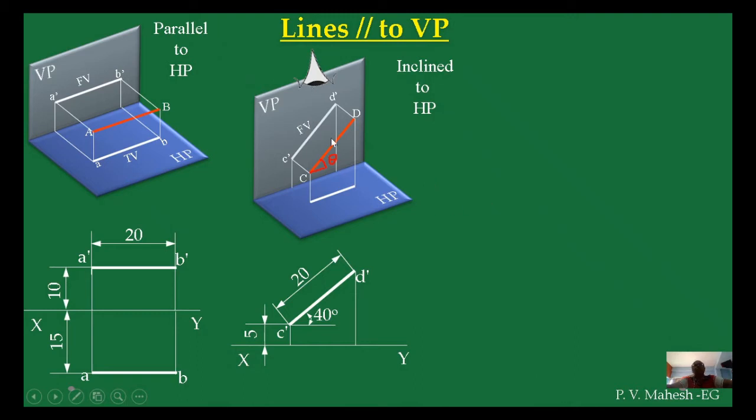Now, what we have to do? We have to identify what is the distance of this point from VP. So this distance of C from VP we have to identify. That will be given in the question.